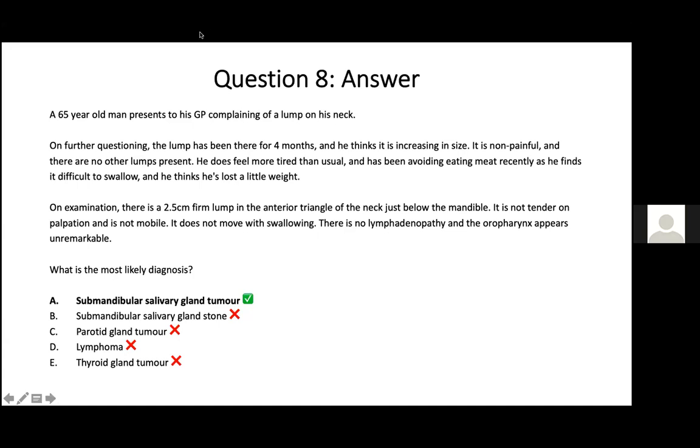Why is it not the thyroid gland? Well, the thyroid gland is in the midline of the neck. It is one of the ones that tends to move with swallowing, whereas we're told it doesn't move with swallowing, so it's not likely to be a thyroid gland tumour. So the correct answer there, the most likely diagnosis, is a submandibular salivary gland tumour, and we would be referring him urgently for a potential head and neck cancer.